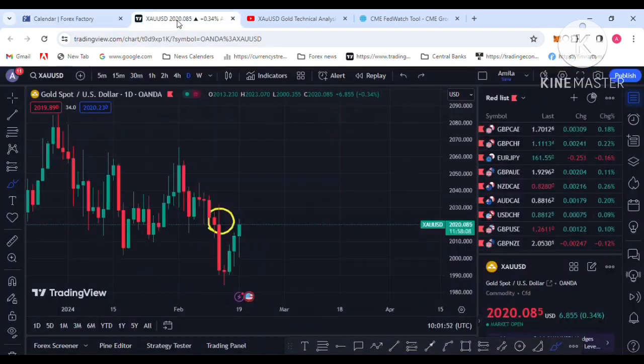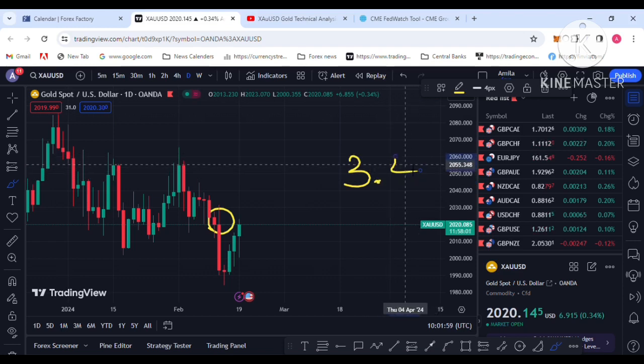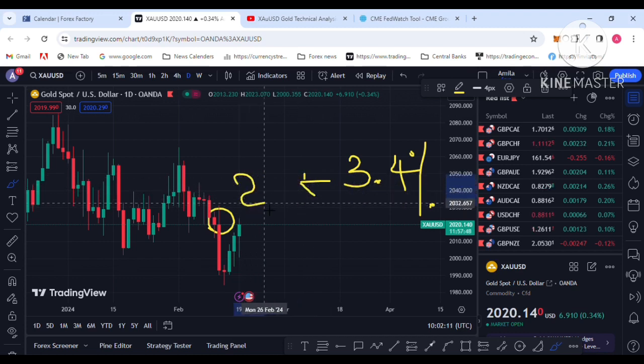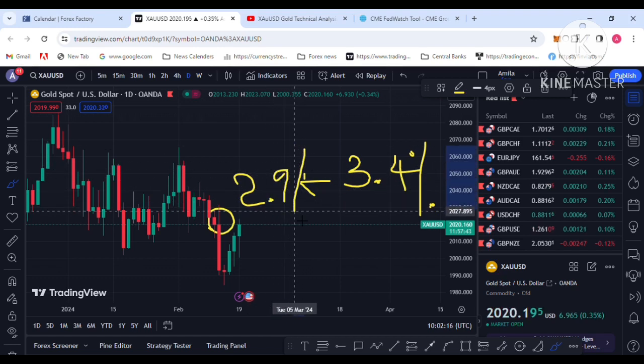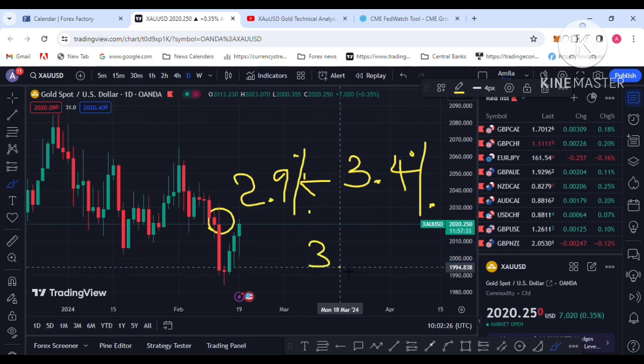3.4 is the previous inflation report. So remember, 3.4 was the previous inflation CPI data report, and the Fed, the American central bank, expected the inflation report to drop to 2.9. So 2.9 is the inflation expectation. The Fed expected inflation to drop to 2.9, but the actual was 3.1.